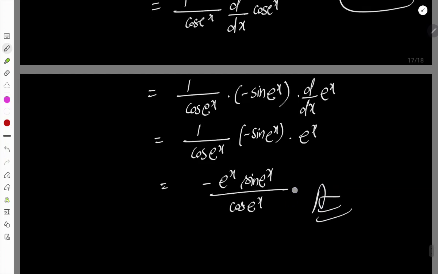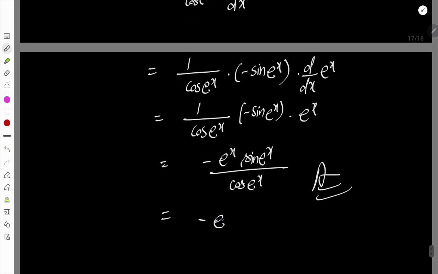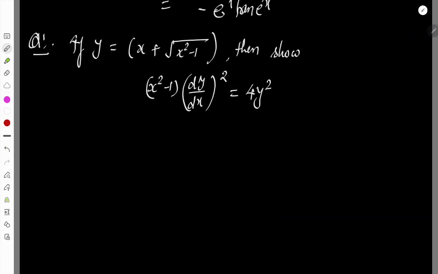So sin e power x divided by cos e power x, you can write as e power x tan e power x. Correct. Let's see the next question. Okay, we have the next question: y is equal to x plus root x square minus 1. Then we need to prove this one. Okay, means dy by dx we need to find.